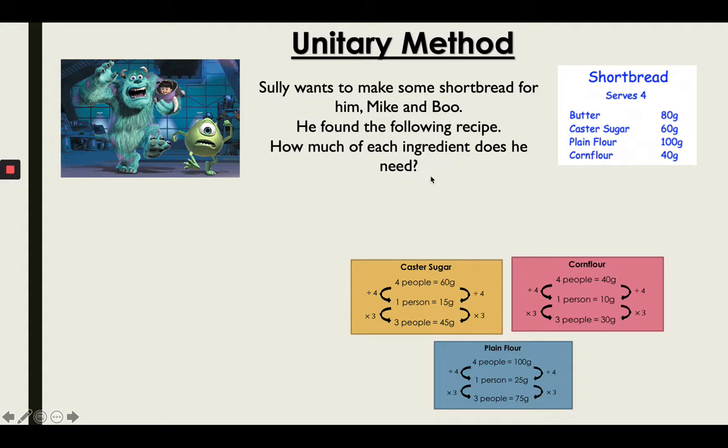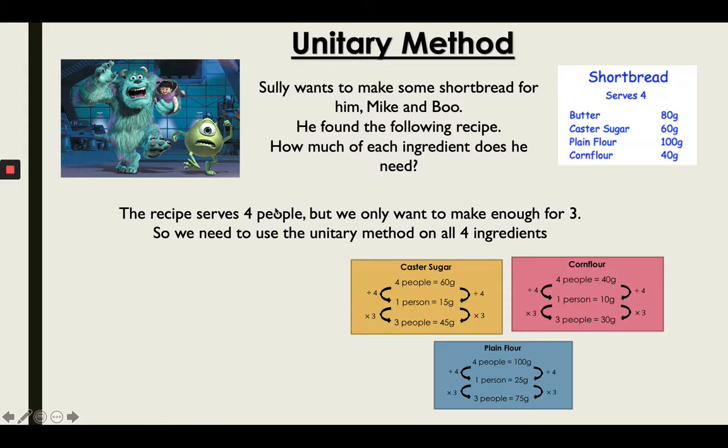Now what he does, we do here, and you can see, is that when you look at it, 4 people is equal to 80 grams. We find the value of 1 person. Okay, so we'll divide that by 4. And because we're dividing this side by 4, we have to divide that side by 4. And then that's 1 person.